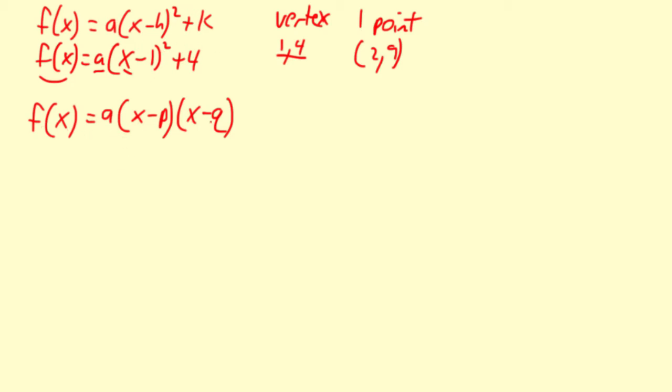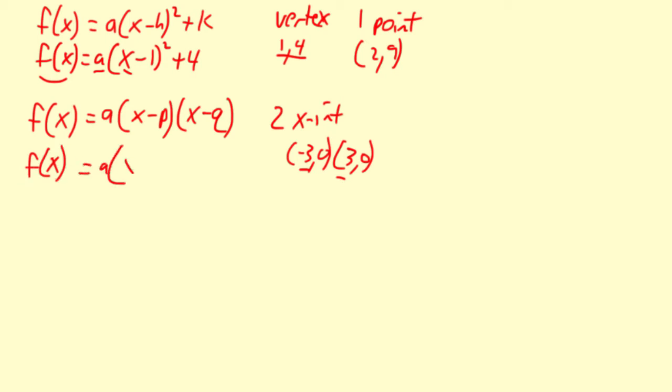Now if you're given something like this in factored form, and you're provided the two x-intercepts, you still need one other point. So let's say I know the x-intercepts are -3, 0, and let's go with 3, 0. I substitute those values in for the p and the q, the -3 and the 3, you get f of x equals a, and then x minus -3, and then times x minus, well, just the 3, that's the positive 3 in there. That equals f of x equals a times x plus 3 times x minus 3.